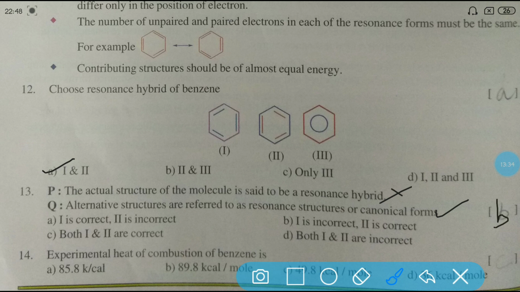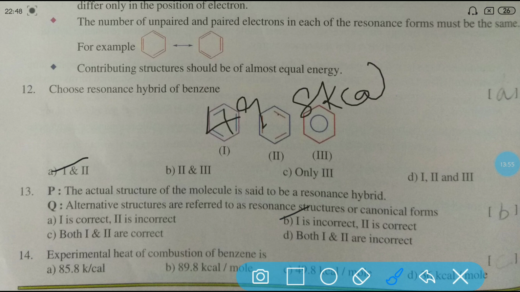Next we have to see the experimental heat of combustion of benzene. Heat of combustion of benzene means when you are burning it, combustion. So option A, option B, and here the last one. What is the experimental heat when you are combusting the benzene? It is 49.8 kilocalorie per mole. Actually this is the heat that is going to be produced experimentally. So option C.